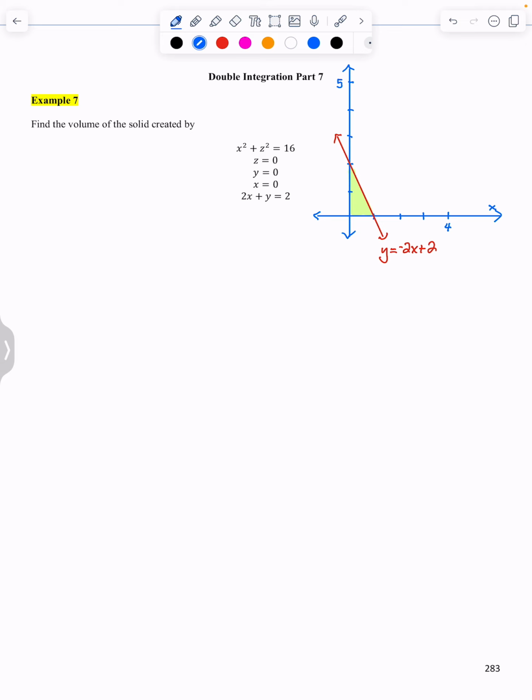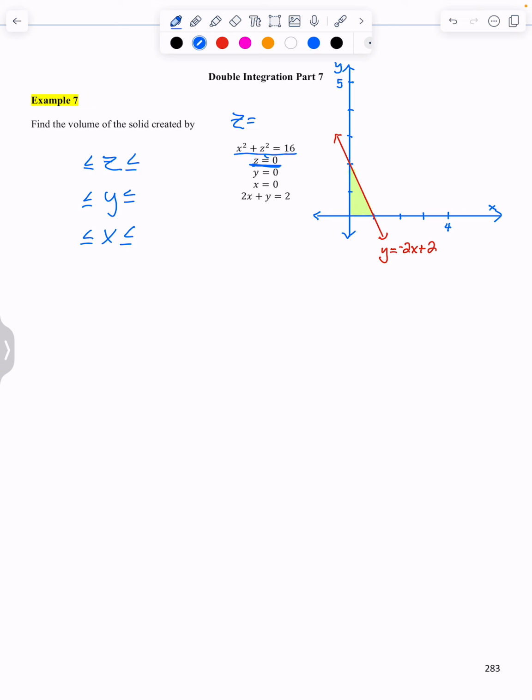Okay, so how I like to start these problems is I like to bound all my stuff. So I'm going to bound my z, I'm going to bound my y, and then my x. I can see the z, they give me this, and if we're looking at that, that's a circle in the xz plane. But it is a cylinder in our 3D because it's missing y. So I would need to solve this for z.